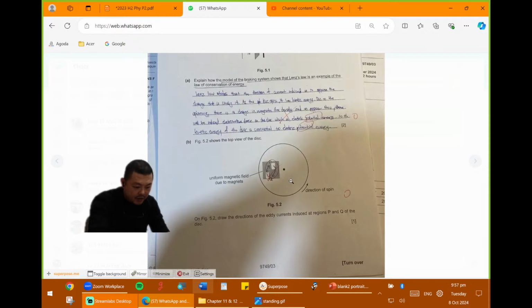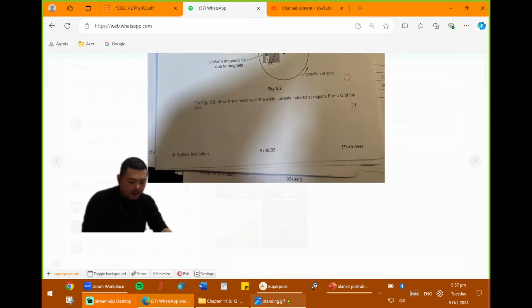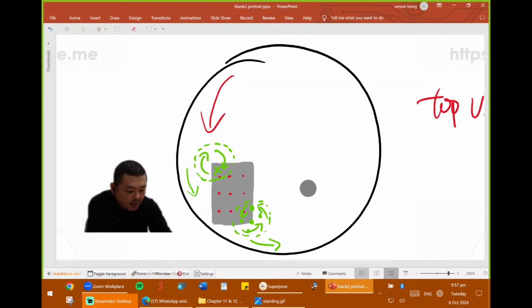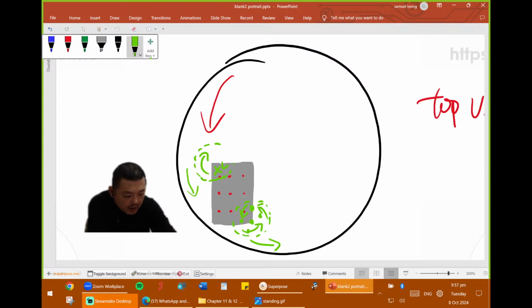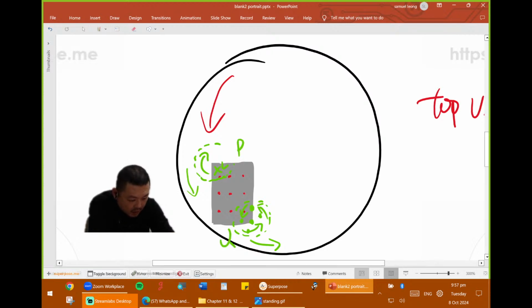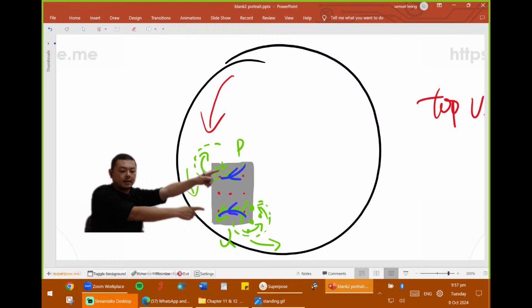Region P and region Q. That means the top and the bottom, right? So around the top region, which is P, the eddy current is this way, and then around the bottom, Q, the eddy current is this way. Like that and like that. Okay, like this.